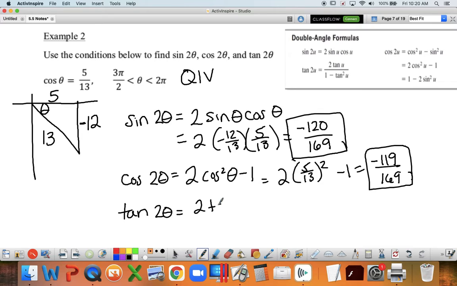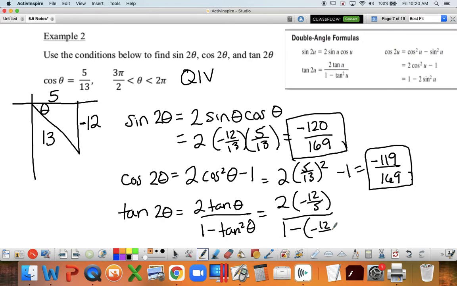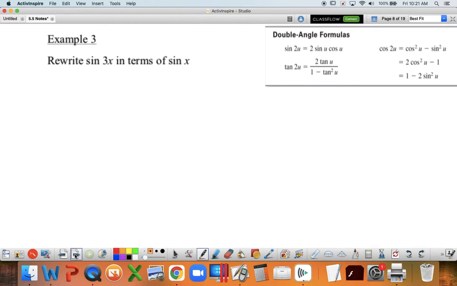And then our last one is tangent of 2 theta. I have to calculate what my tangent value is, but then I'm going to plug it into this equation here. The tangent of theta, we got opposite over adjacent, so negative 12/5, divided by 1 minus negative 12/5 squared. Plugging all of that into my calculator, making sure I take my time as I do it, you should get out 120 over 119. That's why I like that one, we've got some good triangles in there.